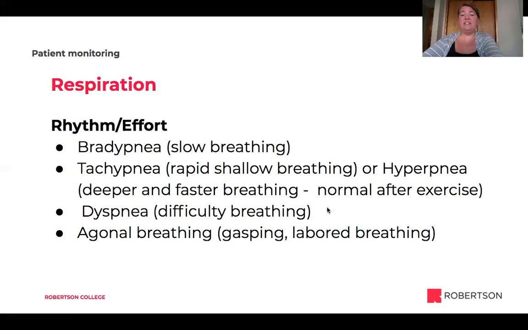We could also record dyspnea. Dyspnea is when the animal is having difficulty breathing. So maybe they're kind of like gasping for air, or they're really putting a lot of effort into their breathing. We would record that as dyspnea. And then lastly, we have agonal breathing. So agonal breathing is really labored breathing. It's not just like a difficulty. They're really working hard to get that oxygen in. They tend to be gasping. Often agonal breathing we see right before a patient passes away. So it is an emergency situation if we do see agonal breathing.